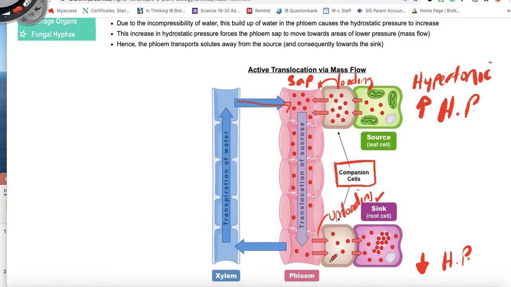So now at this area of unloading, the solution becomes hypotonic because there is less solute. Because this solution is now hypotonic, water is going to move away, and water is going to move back into the xylem. After the phloem finishes unloading into the companion cell, then it can reach the sink.